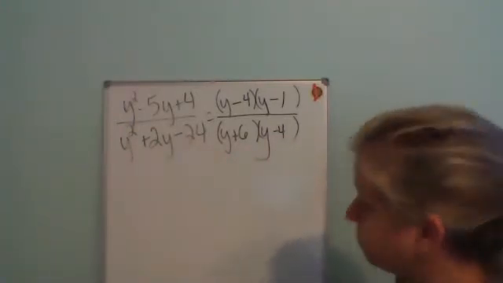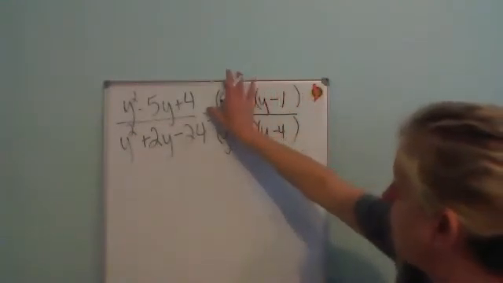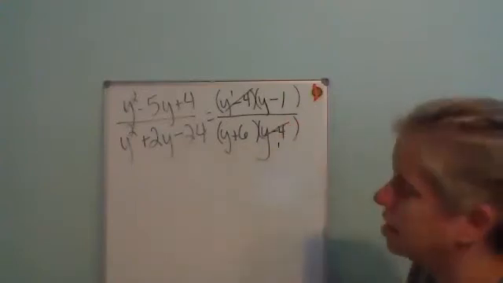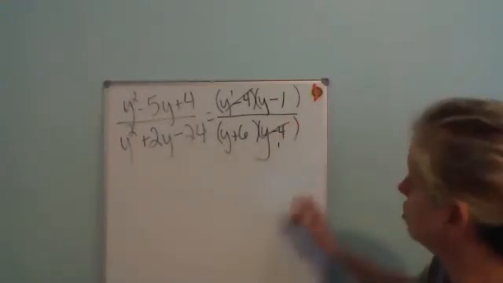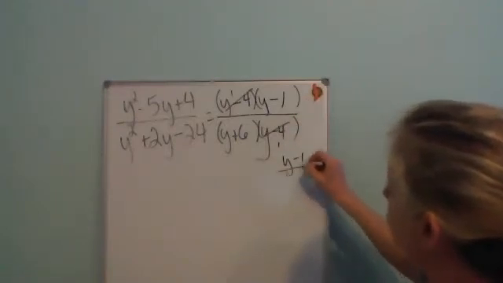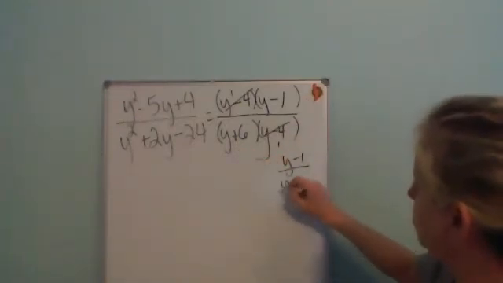So once you've gotten the factoring done, you're looking for common factors in the top and the bottom. So that y minus 4 cancels that one. So your answer that you are left with is, in the top, y minus 1, and in the bottom, y plus 6.